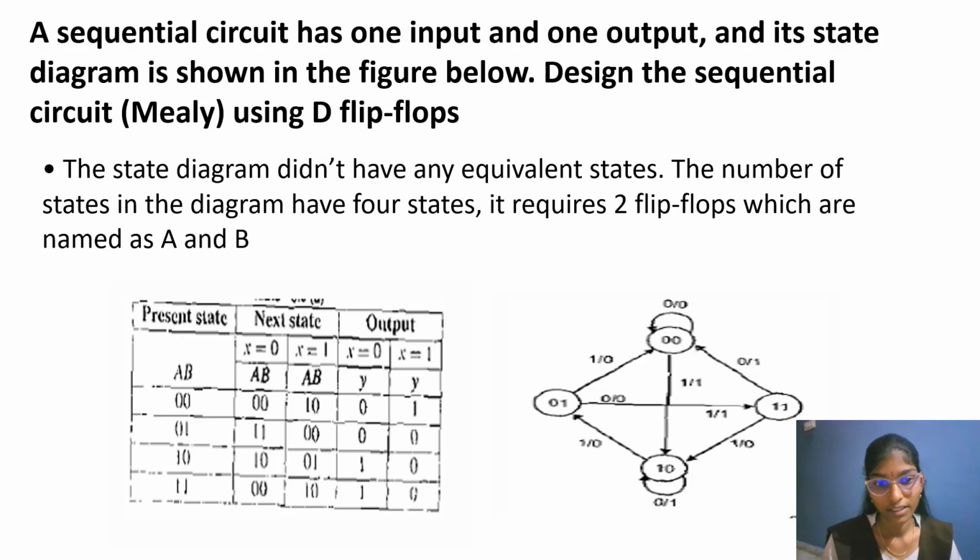The present state AB, the next state if x equals 0 and x equals 1, and the output when x equals 0 and x equals 1, give us the following outputs. The state diagram can be represented by using the state table. By observing the state table, we can conclude that this state diagram indicates a Mealy machine.